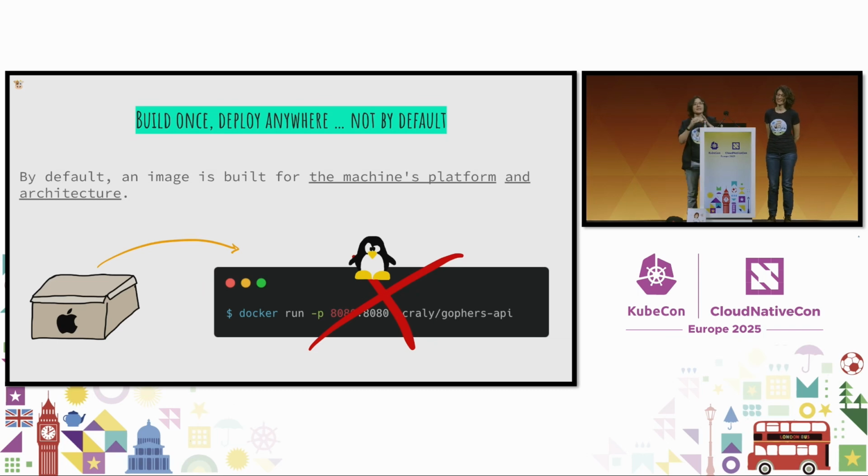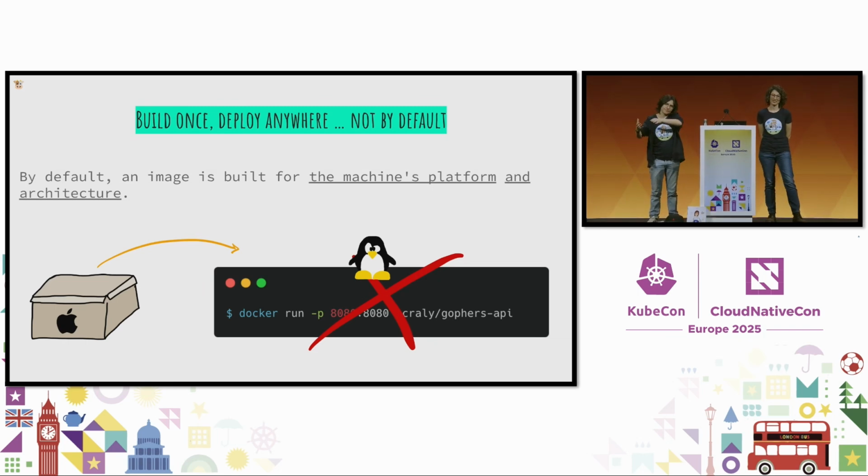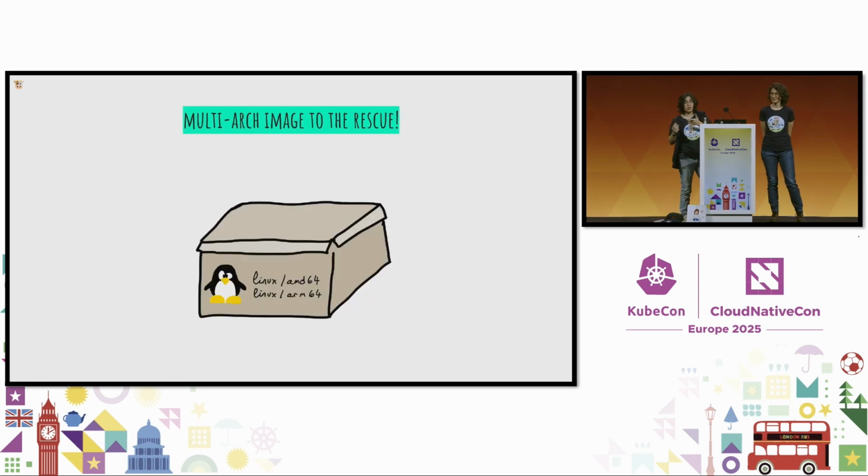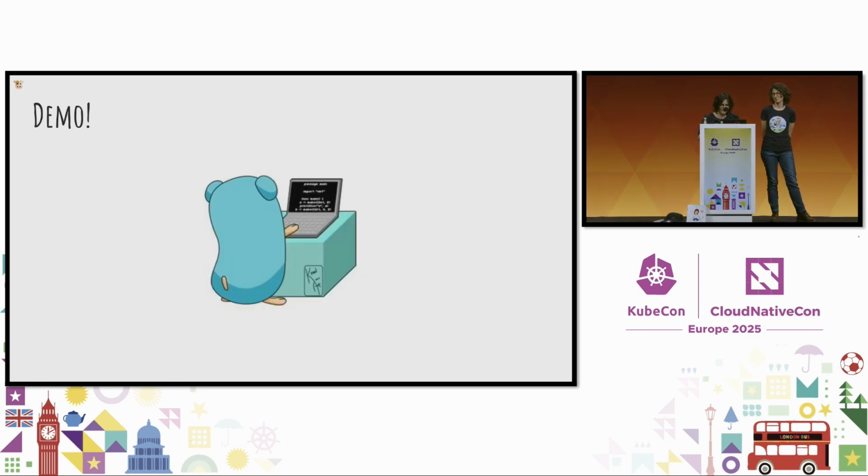Nice work, Vinny. So, by default, an image is built for the machine platform and the architecture. For example, if you have a Mac M1, 2, 3, and you build an image, it will be for ARM64. And if you execute a Docker run command on AMD64, it will not work. So the solution can be to create a multi-arch image, and we'll see it live in the demo.